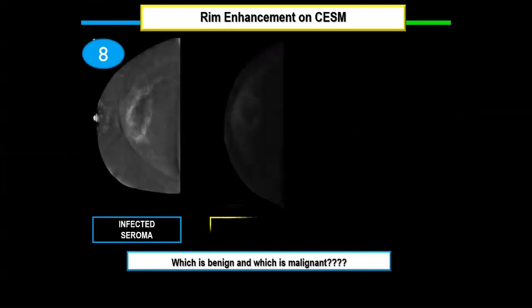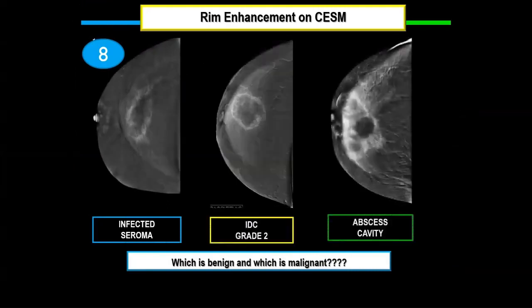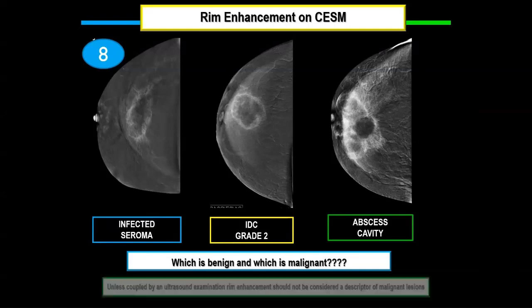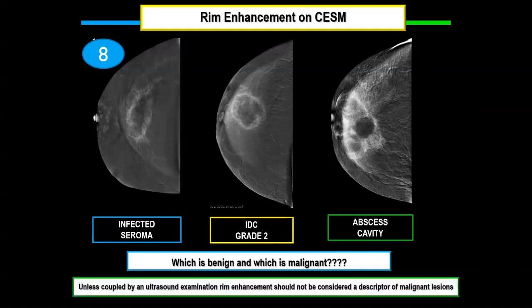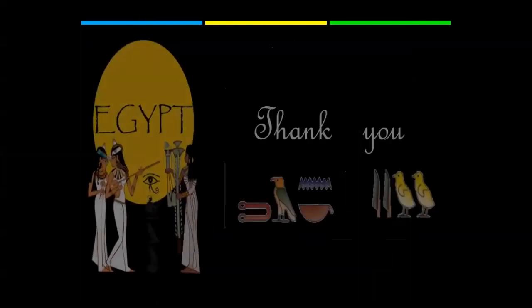Number 8, we had 3 cases with rim enhancement. The first case was an infected operative bed seroma. The second case was an invasive duct carcinoma grade 2. And the third case was an abscess cavity. And I think based on the contrast mammography alone, we can never differentiate between the 3 cases. In these cases, usually we have to couple what we see in the contrast mammography with what we see on the ultrasound to be able to diagnose the lesions.